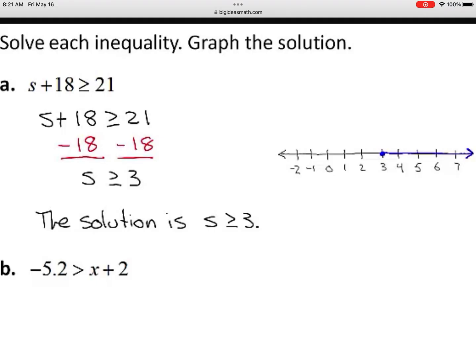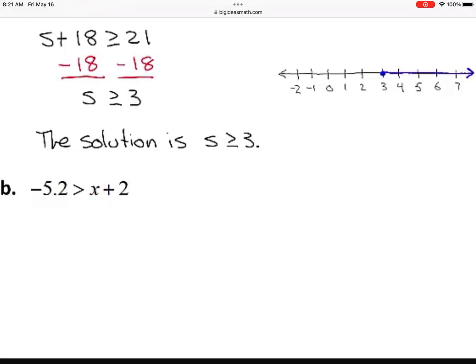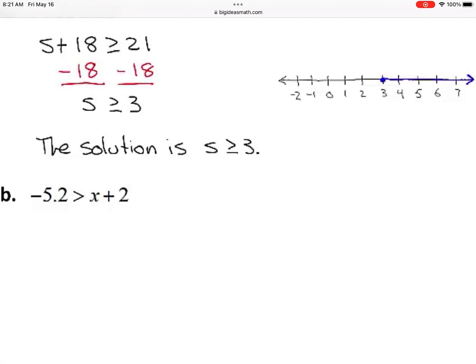Part B. Negative 5 2/10 is greater than x plus 2. First write the inequality. Negative 5 2/10 is greater than x plus 2. Next use the subtraction property of inequality. Subtract 2 from each side of the inequality.